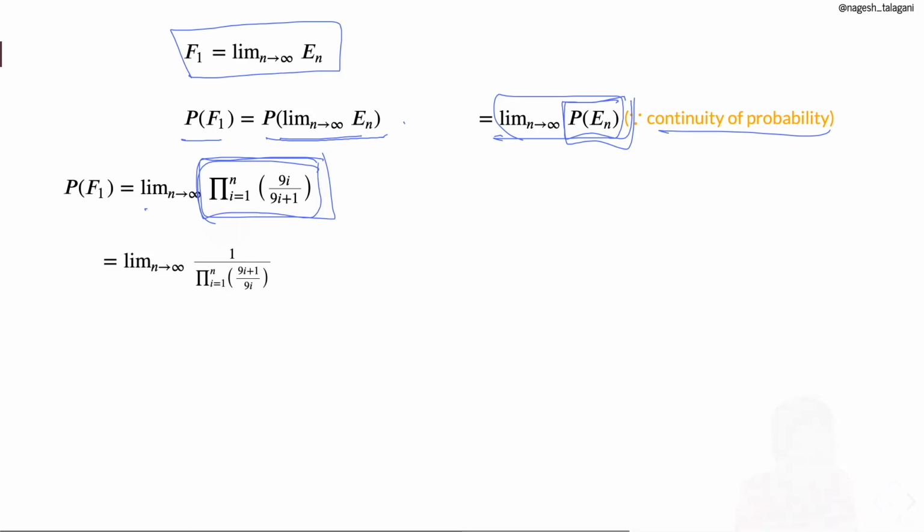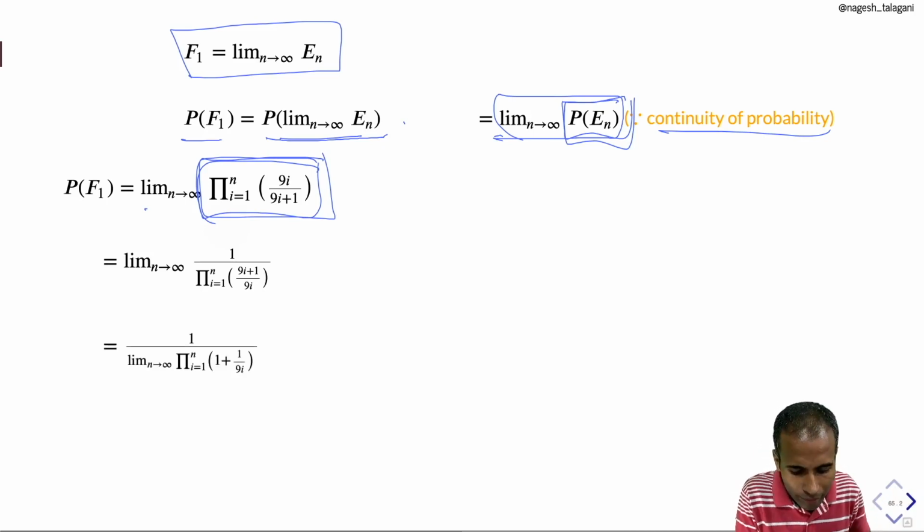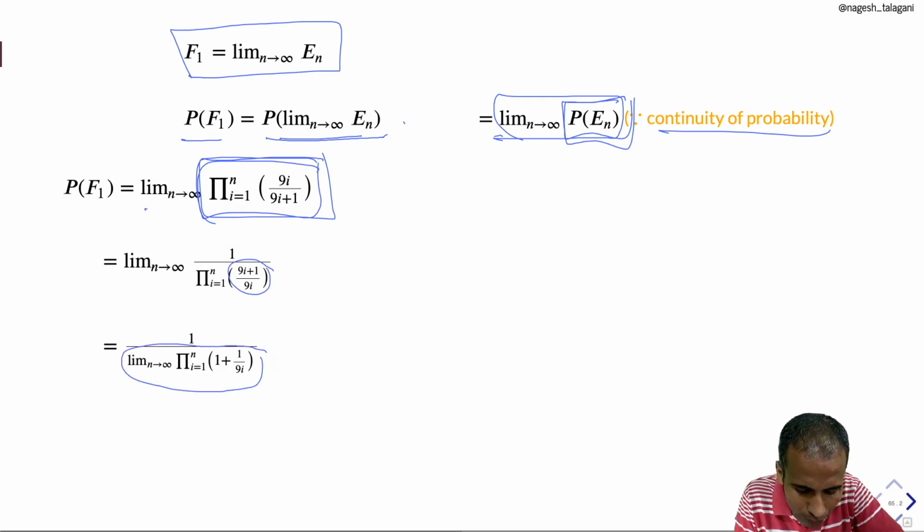I hope you can see that. The limit of the reciprocal is the same as the reciprocal of the limit. So I can write the next step as 1 by the limit of the product, i equal to 1 to n, of 1 plus 9i. Same thing, I am writing 1 plus 9i. You can see this. Now I am going to realize that this limit is going to be infinity.